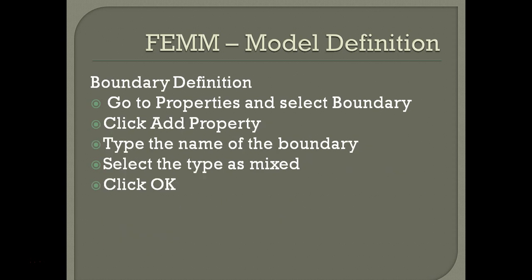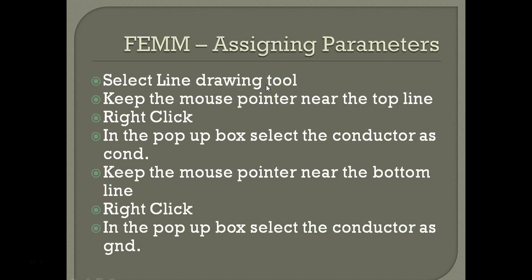Again go to properties, select boundary, click add property, type the name of the boundary as new boundary or my boundary or whatever name you like. You type your own name and select the type as mixed boundary. So once everything is defined, click OK and come to the main screen. So now everything is assigned.